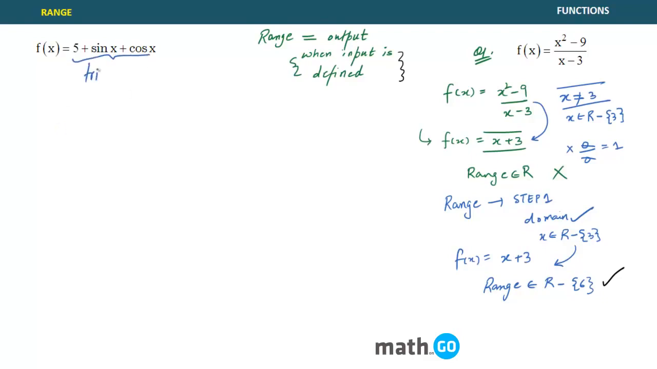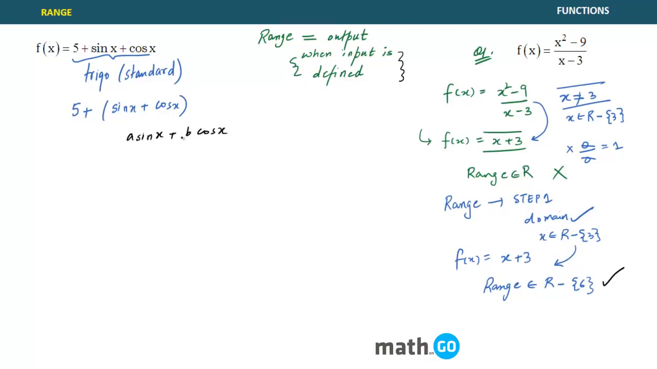So this is a trigonometric problem, and again a very standard problem, right? You need to remember how we are solving this. So 5 is a constant. The only variable part is sin x plus cos x. So it is something very much similar to, if I try and make it short, something of this sort.